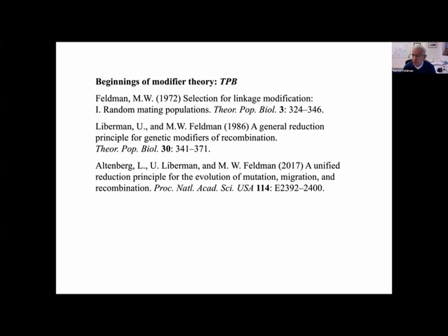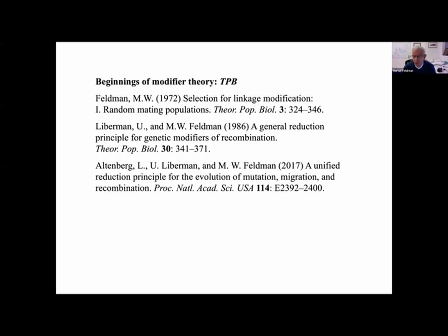Carlin had given me a problem in 1968. He didn't understand a paper that Masatoshi Nei had published in Genetics. He asked me to explain it. Well, I spent the next 5 years trying to understand it and came up with what became the foundations of modifier theory, which was published in Theoretical Population Biology, and it was a reduction showing that under a multi-locus model, genes that cause reduction in recombination rates would succeed.